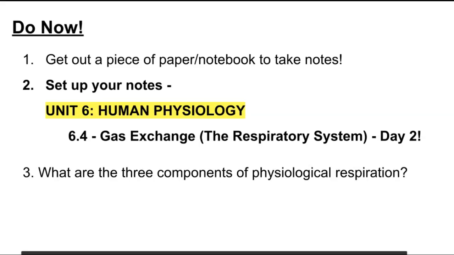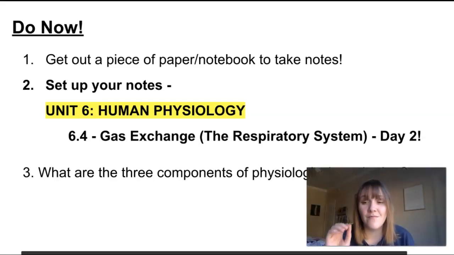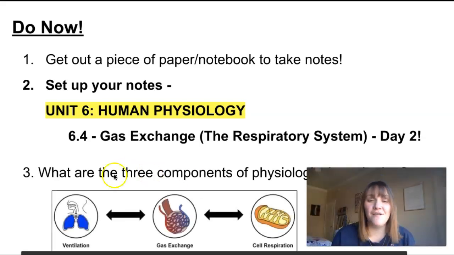And hopefully you wrote down these 3 things. Ventilation, which is the physical act of breathing. Gas exchange, which is the exchange of gas between the alveoli and the capillaries. And cell respiration, which is when that oxygen actually gets to your cells, to your mitochondria, and you use that oxygen to create ATP energy. So those are those 3 steps of physiological respiration.